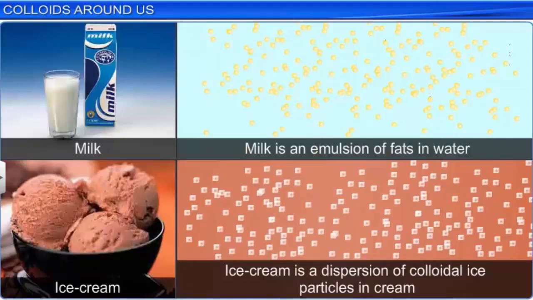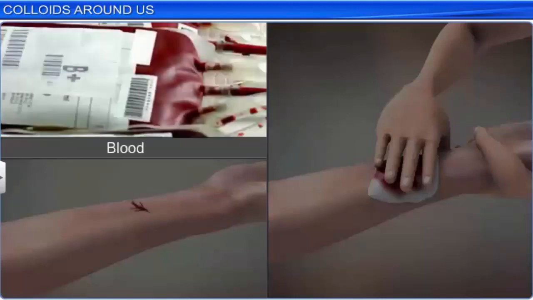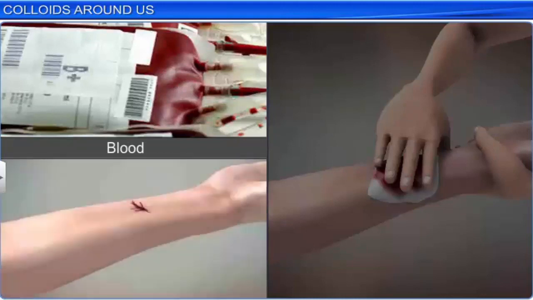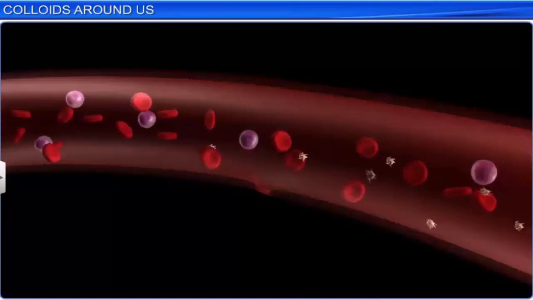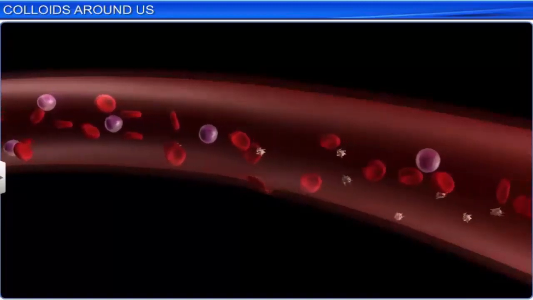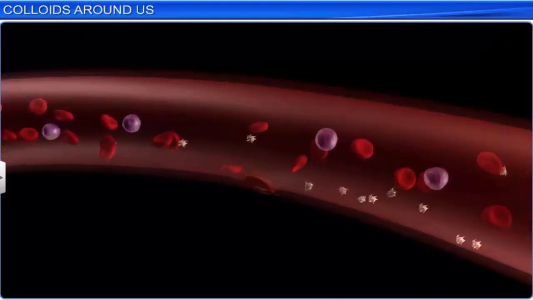Another very important colloidal solution is blood. Bleeding from a fresh cut can be stopped by applying a concentrated solution of ferric chloride or potash alum. The negatively charged colloidal particles of blood get neutralized by the ferric or aluminium 3+ ions, resulting in the coagulation of blood.